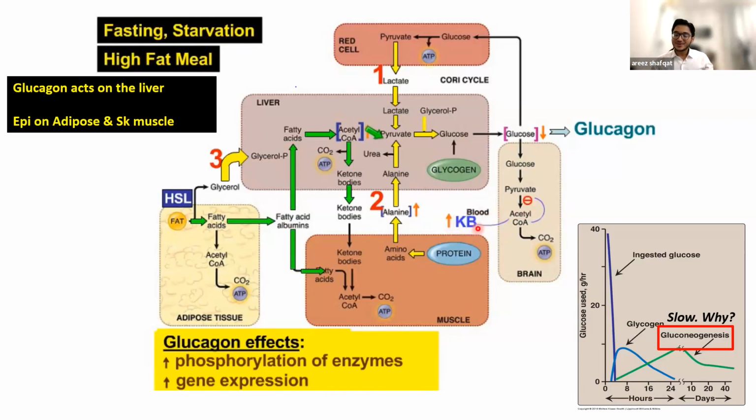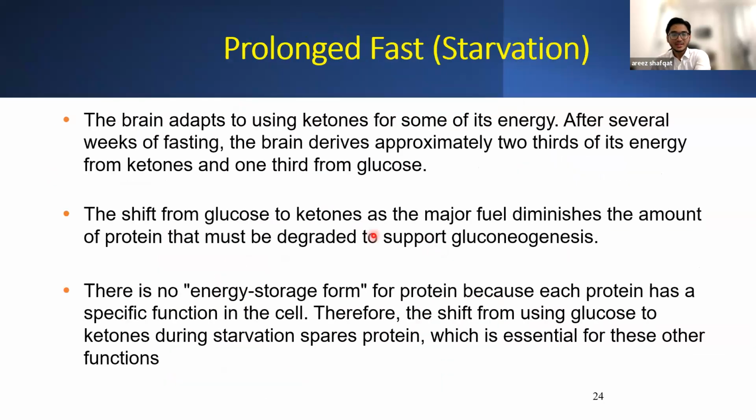And one of the main uses for glucose is to fuel the brain. So by utilizing ketone bodies and by decreasing its use of glucose, the brain is actually sparing some of the muscle wasting, because by decreasing its utilization of glucose, it is decreasing the need for gluconeogenesis. By decreasing the need for gluconeogenesis, you decrease the need for muscle protein breakdown. So you decrease muscle wasting. Okay. There is no energy storage form of protein.